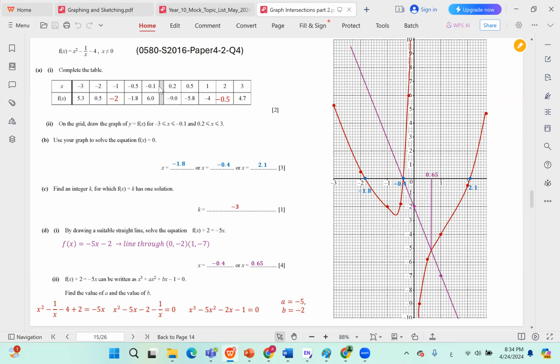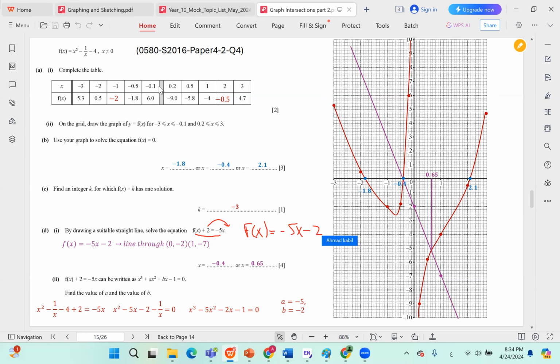In D(i), we are told, by drawing a suitable straight line, solve the equation f(x) + 2 = -5x. It's the same question again, just presented a little bit differently. How would we be able to solve this equation here? We want f(x) to be alone, so we'll take the 2 to the other side. So f(x) = -5x - 2.